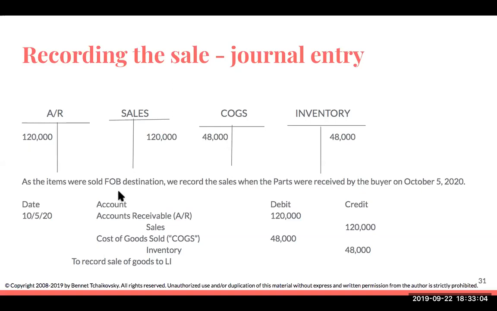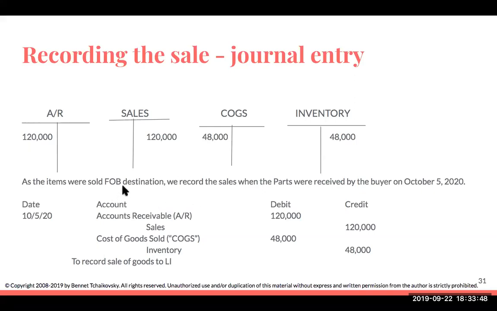So the way we're going to do this is to actually record the journal entry. If it was sold FOB destination, we're going to be recording the sale when the parts are actually received by the buyer, which was on October 5th, 2020. And again, making sure to indent our descriptions, or I should say indenting the accounts that we're crediting. AR is a debit for 120,000. We're crediting sales for 120,000, debiting cost of goods sold for 48,000, and crediting inventory for 48,000. So this is going to be the general journal entry we will be using whenever we are selling items.